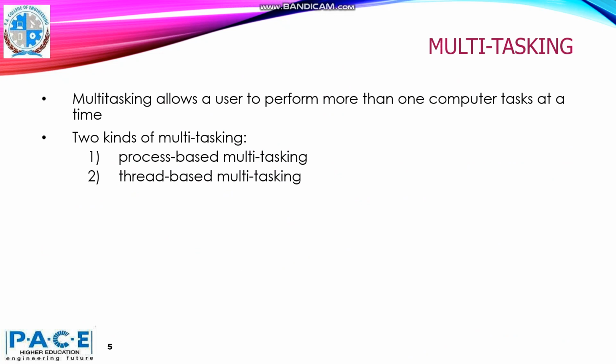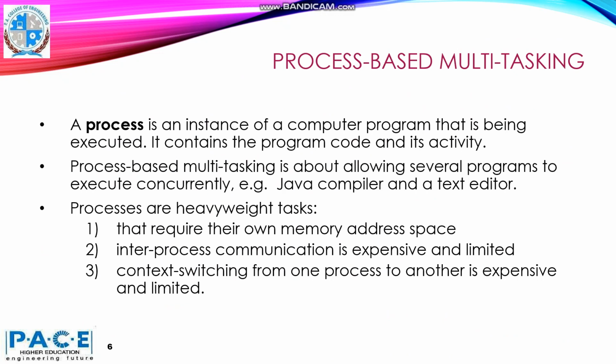What is multitasking? Multitasking allows a user to perform more than one computer task at a time. There are two kinds of multitasking: process-based multitasking and thread-based multitasking. What is process-based multitasking? A process is an instance of a computer program that is being executed. It contains the program code and its activity. Process-based multitasking is about allowing several programs to execute concurrently. For example, a Java compiler and a text editor being run simultaneously.